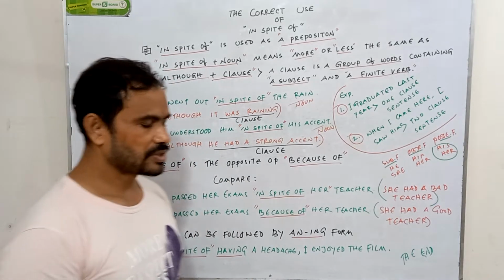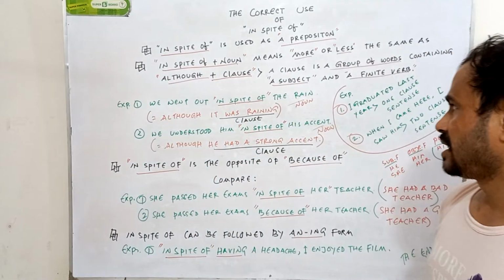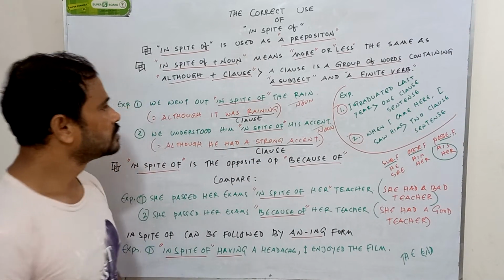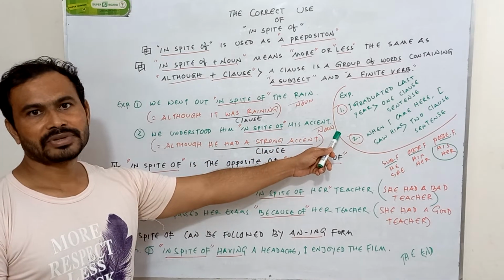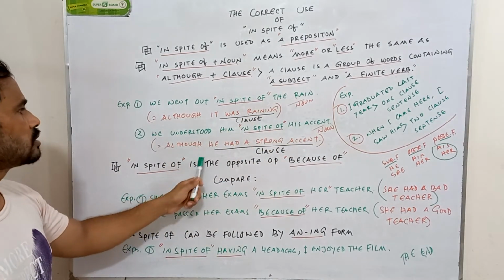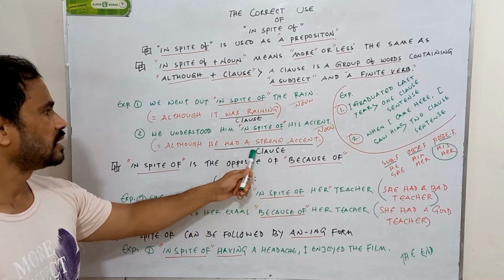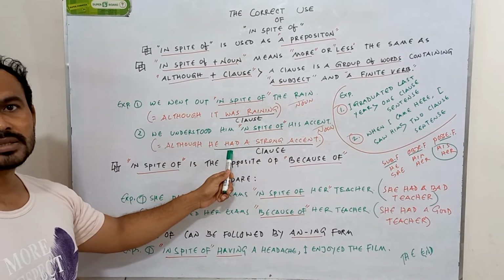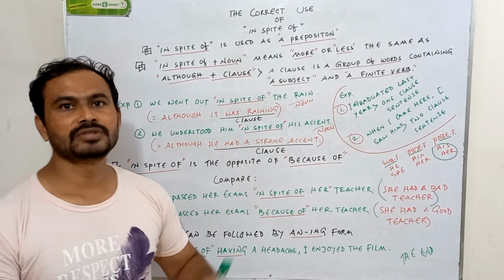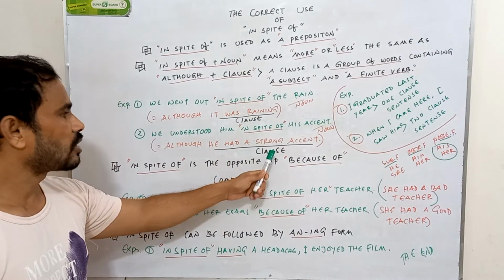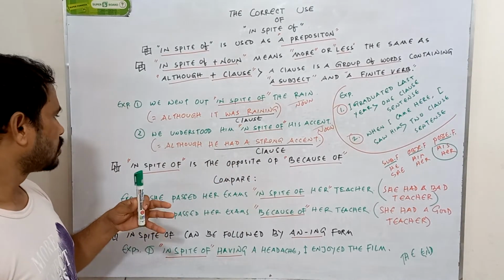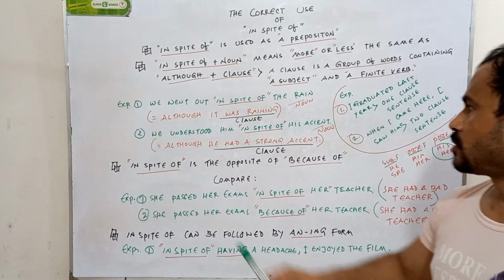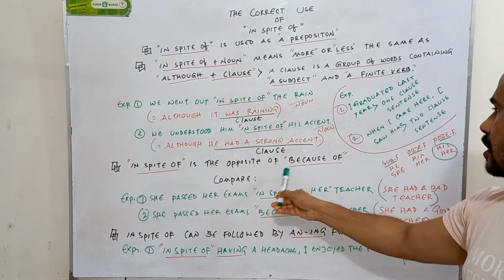So friends, my next example sentence is: We understood him in spite of his accent. Accent here is a noun. The same as: although he had a strong accent. It is a clause because he is a subject and had is a finite verb, so we can say it's a clause.